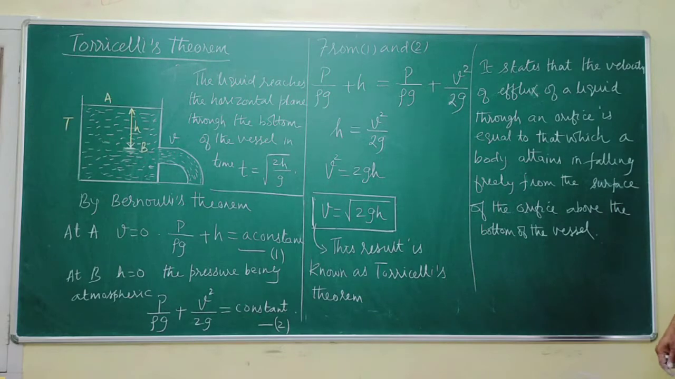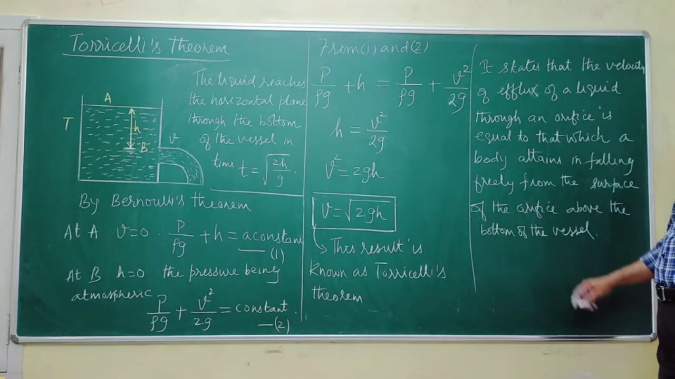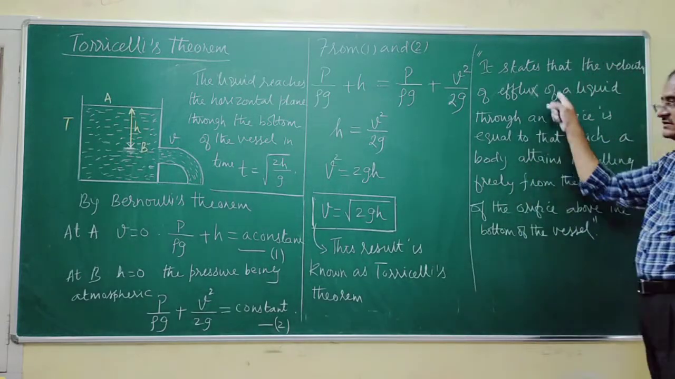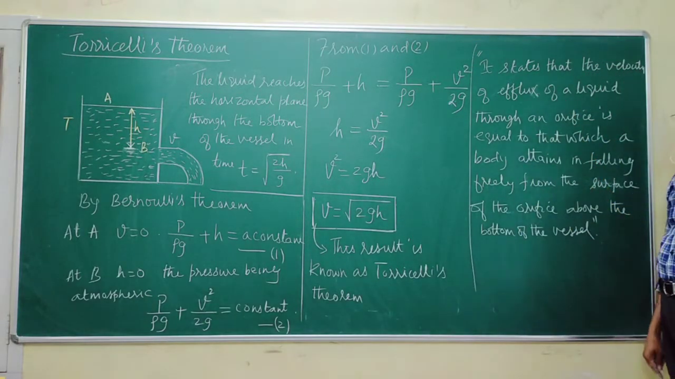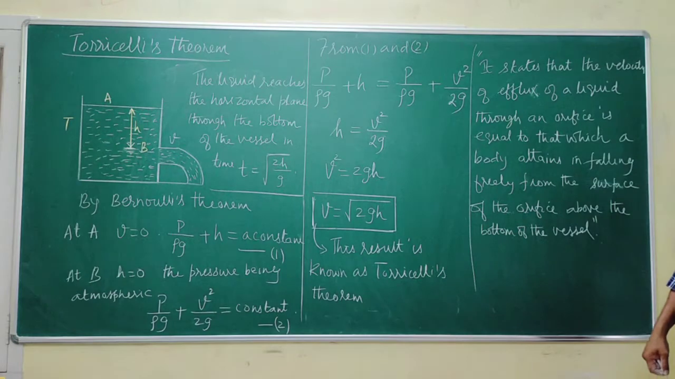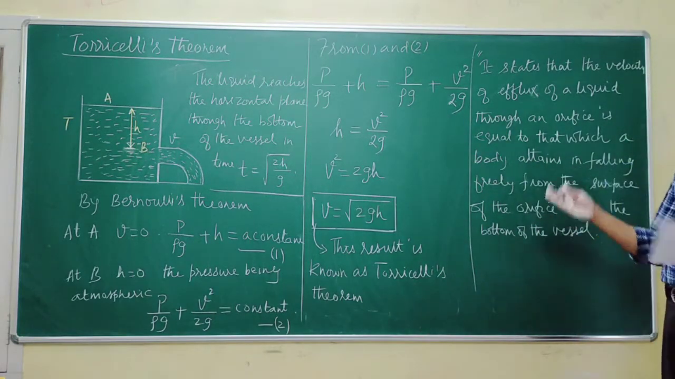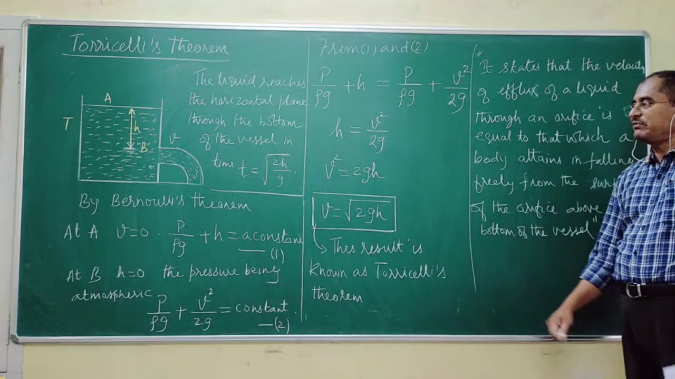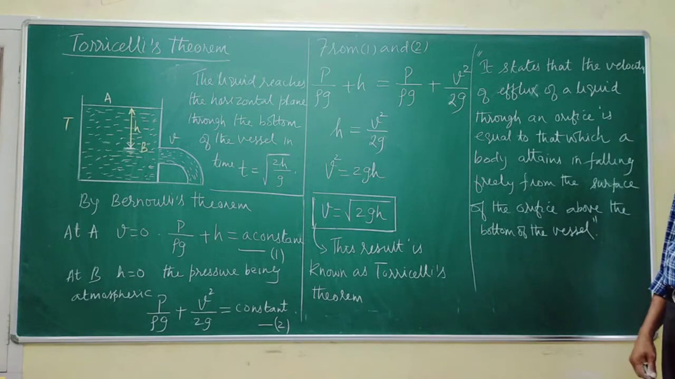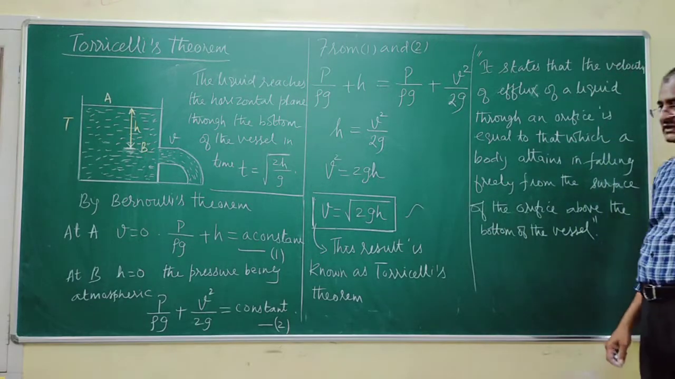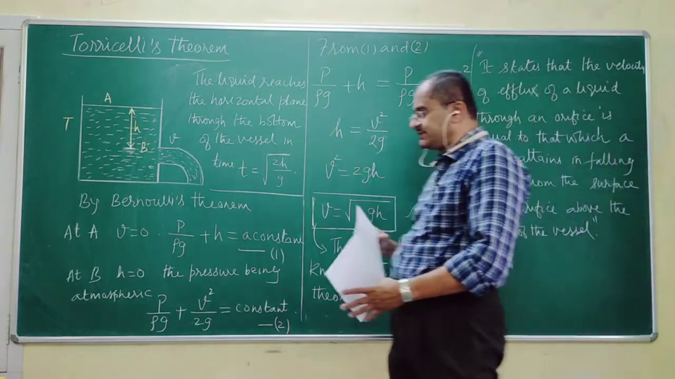So this is Torricelli's theorem for you. If they ask you Torricelli's theorem statement, this is what you have to write. If they ask you to derive Torricelli's theorem, you need to draw the diagram, apply Bernoulli's theorem at point A, apply Bernoulli's theorem at B, and equate to end up here. Is that okay to you, sir?